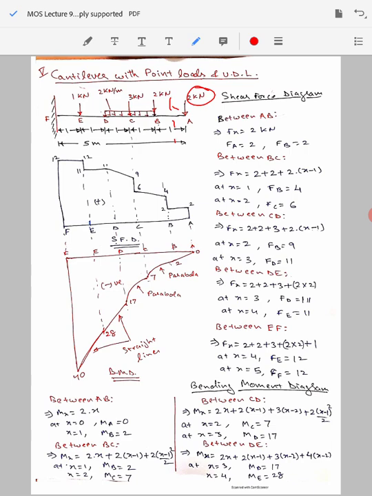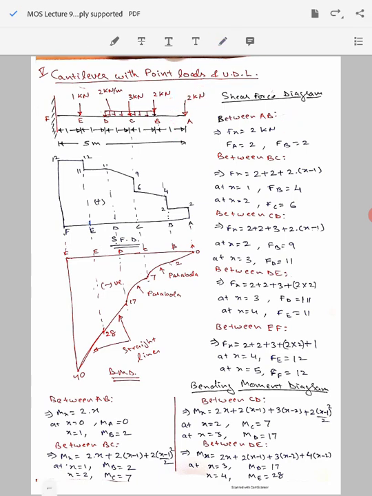As this equation is not dependent on the value x, we are going to get the value FA as 2 kilonewton and FB as 2 kilonewton. That means the shear force value at point A and point B, using this equation, we are going to get as 2 kilonewton at both places.